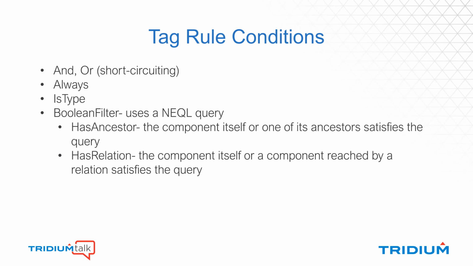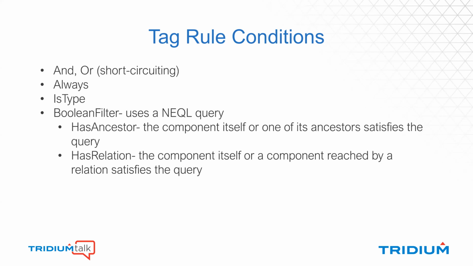There's the always condition. These conditions are useful if you want to apply a tag or something to everything in the station, regardless of that component's type or any tags on that component. So if it will work, it's a very efficient condition to use. The is type condition checks to see that the component is the specified type or one of its subclasses. And then there's kind of a whole class of conditions around Boolean filter. The basic Boolean filter applies an equal query to each component. If the query is true, then that condition applies.